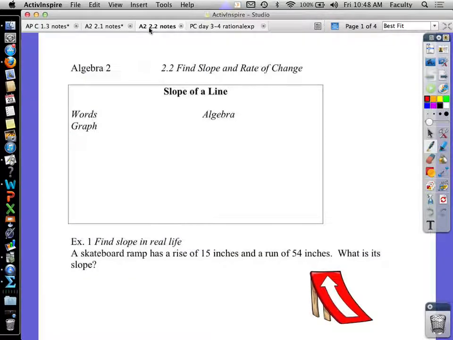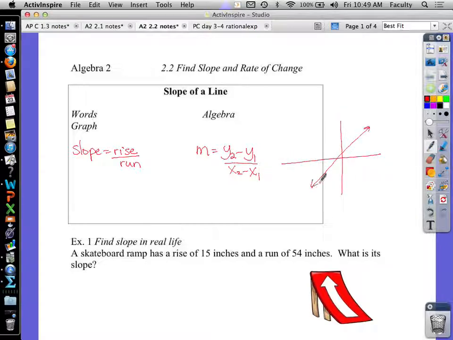2.2, slope of a line, which you already wrote down, was rise over run. The algebra: y2 minus y1 over x2 minus x1. And the graph was something like this, where you saw the change in y over the change in x.